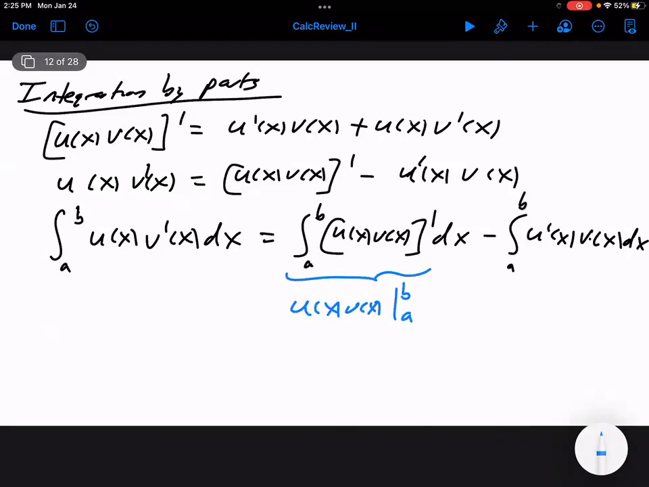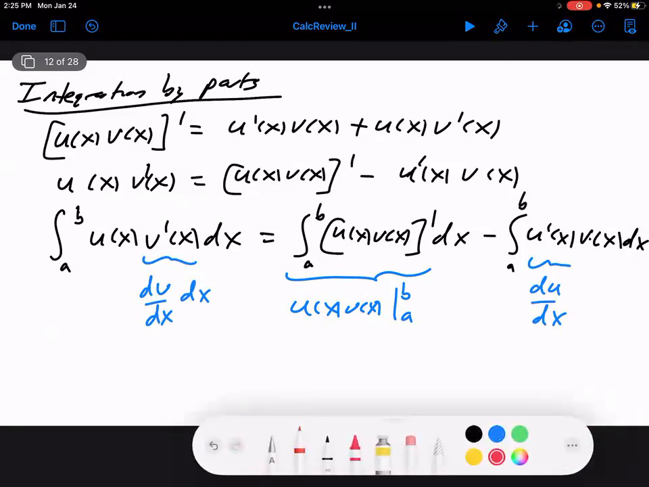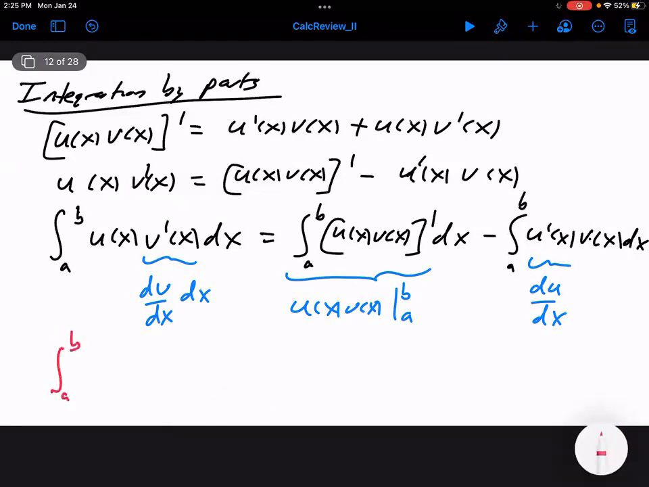And if we use the notation v prime of x, if we think of this as dv dx times dx, and we think of this as du dx, the way we often view this is the integral from a to b of u dv equals uv at a b minus the integral from a to b of v du. This is how we really come up with integration by parts. It comes from the product rule and just choosing which thing we put on the other side.